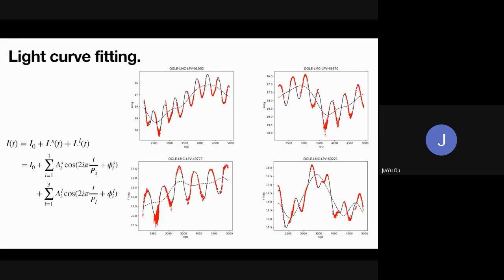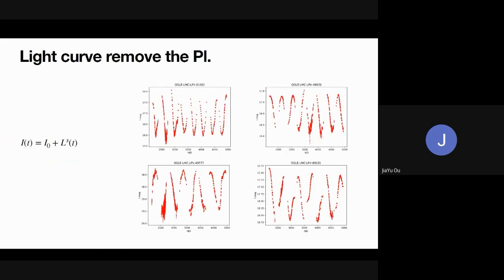So we fit the light curve function with two terms. One is a short-period term, and another is a long-term period. The dashed line is the long-term period light curve function, and we remove that. So we remove the long-term part, and we can see the result is just like the regular Mira, or a simple one.